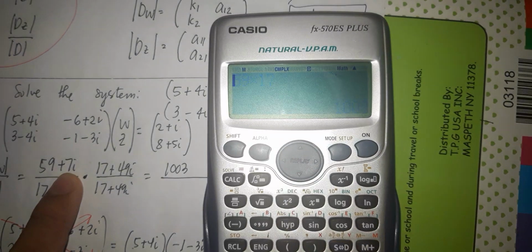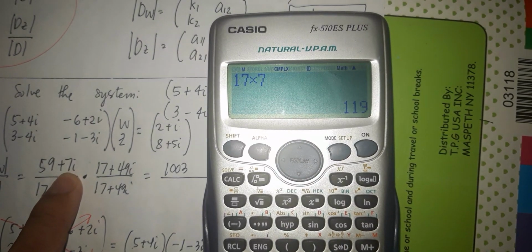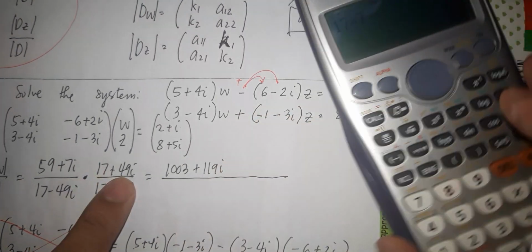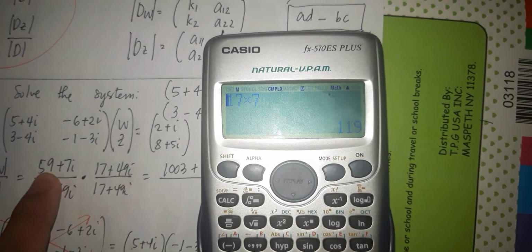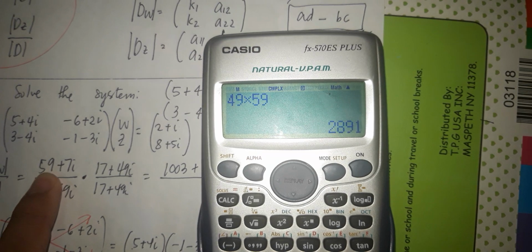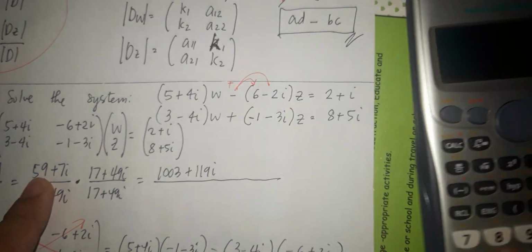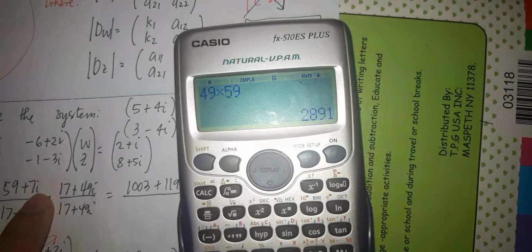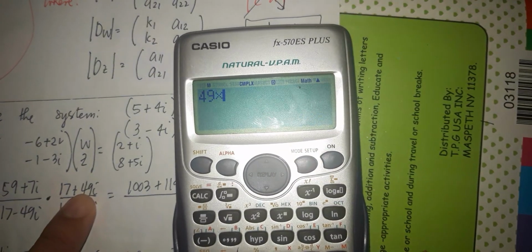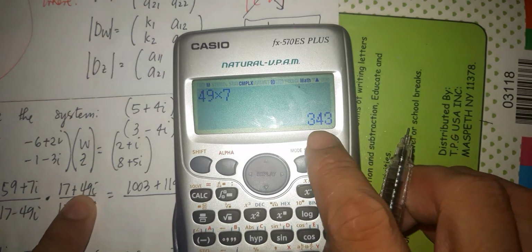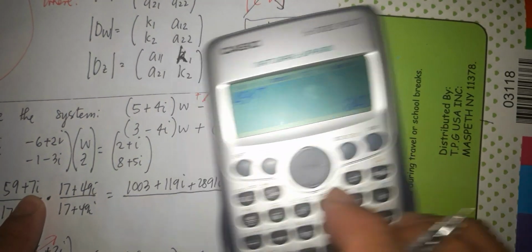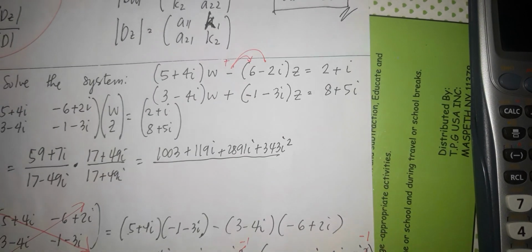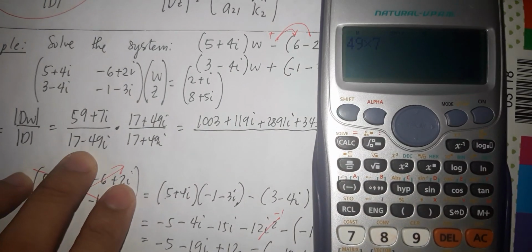Then 17 times 7 gives you 119i. Then 49 times 59 is 2,891i, and 49 multiplied by 7 gives 343i squared, plus 343i squared, all over a minus b.